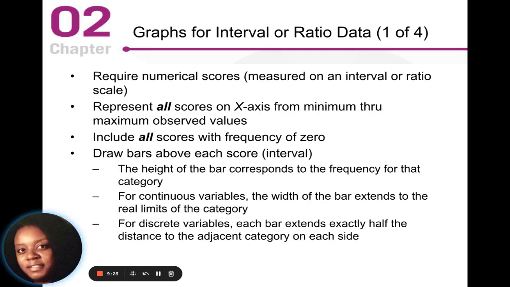Graphs for interval or ratio data require numerical scores. They represent all scores on the x-axis from minimum through maximum observed values, and include all scores with frequencies of 0. You can draw bars above each score to show the height of the bar, which corresponds to the frequency for that category. For continuous variables, the width of the bar extends to the real limits of the category. And for discrete variables, each bar extends exactly half the distance to the adjacent category on each side.